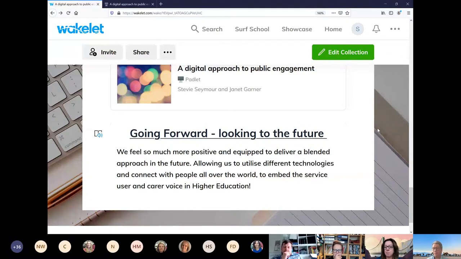So going forward, I think we're going to attempt a blended approach, utilising the best of what we have, and especially interacting with our students on our other campuses, nationally and internationally if need be as well, like Cyprus and Westlakes, where we have other campuses. So yeah, it's kind of a snapshot, I think.